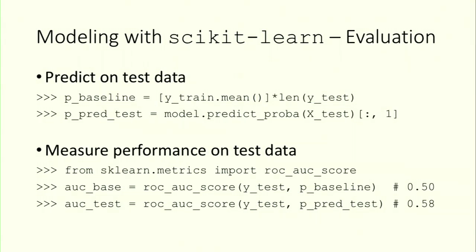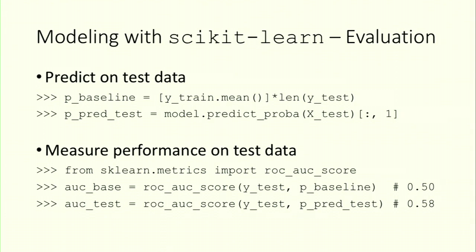We can also predict on the test data. All right, and this will help us evaluate how well the model performs. We'll start with, it's always good to have a baseline. If we just come up with the dumbest model we can think of, how well would that perform? So the simplest model would be, let's just predict the average for everything. We take the mean from the training data, and we just repeat that as many times as the length of the test data set. And then, of course, we use the predict proba function to get the outcomes for the test data.